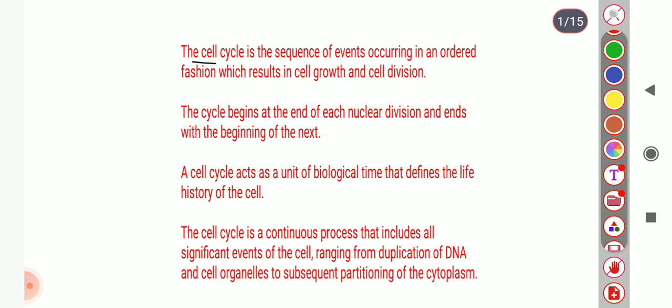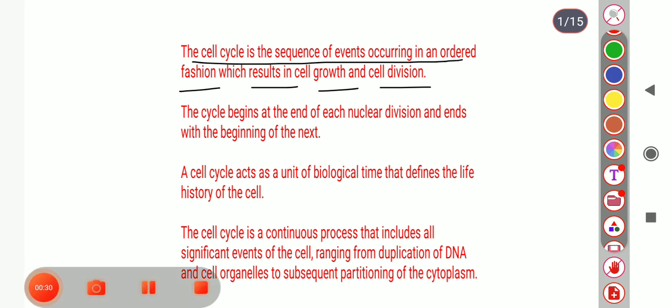The cell cycle is the sequence of events occurring in an ordered fashion which result in cell growth and cell division. That implies the cell cycle is a sequence of events and it occurs in an ordered fashion. And the cell cycle consists of two basic phases, or states, or periods, that is called the growing phase or I phase, and the short dividing phase or M phase.